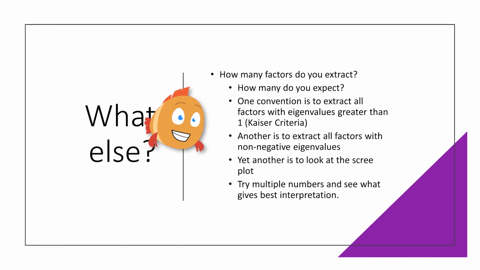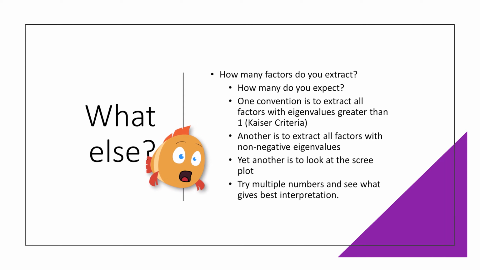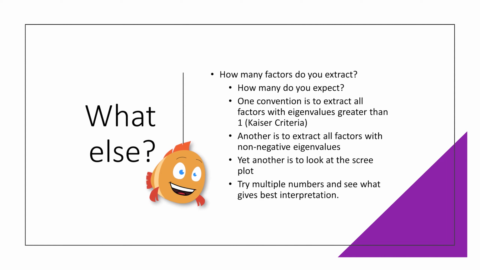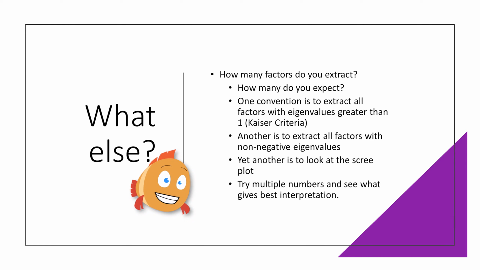Another way is to extract all the factors with non-negative eigenvalues. This also has problems because essentially it is telling you to grab everything that has anything at all that can be moved together. It's a little over-inclusive. There are techniques, is what I'm trying to say here.